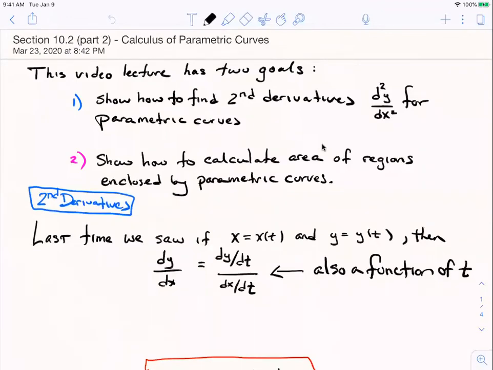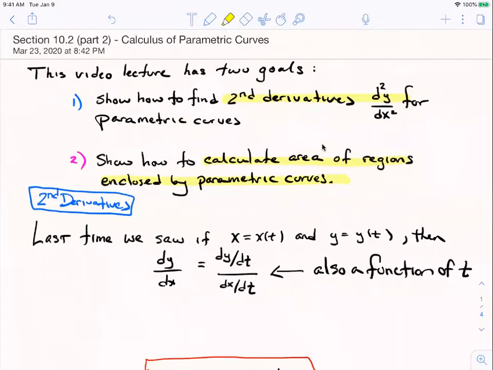Last time, in the first part of this, we looked at how to find tangent slopes and equations of tangent lines to curves that are given parametrically. In the current lecture, the second one of this section, we're going to look at two more goals. One of them is how do you find second derivatives for functions that are given parametrically? That is, how do you describe concavity? And then I want to show you how you can calculate the area of certain regions that are enclosed by parametric curves. Okay, so those are our two goals. Let's get right to it.